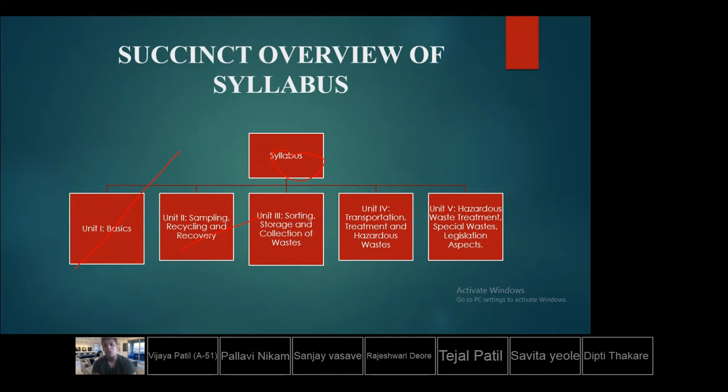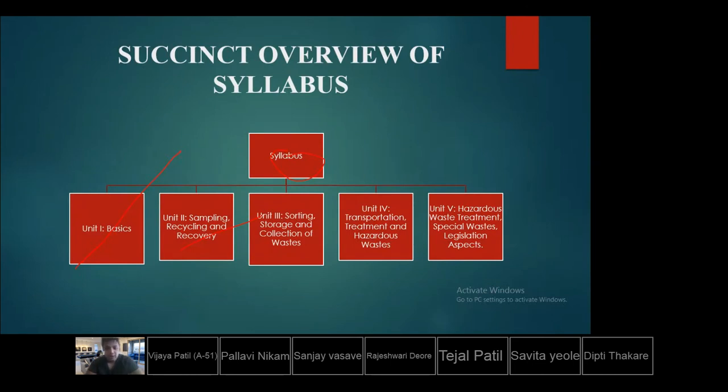Then third is sorting. Once we finish the basics, what will the basics encompass? What solid waste is, what types of solid waste there are, where it is generated from, how much is generated, and the basic composition of solid waste. That aspect will be dealt with in unit number one. In unit number two, sampling: how solid waste needs to be sampled, which type of solid waste needs to be recycled, and which type has to be recovered and used. That will be dealt with in unit number two.